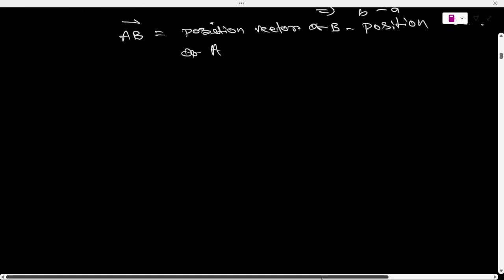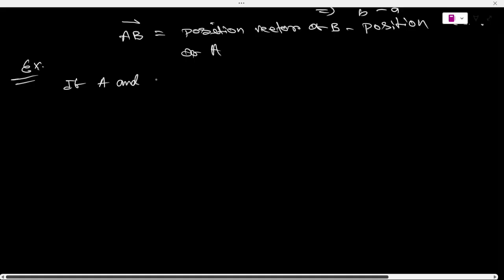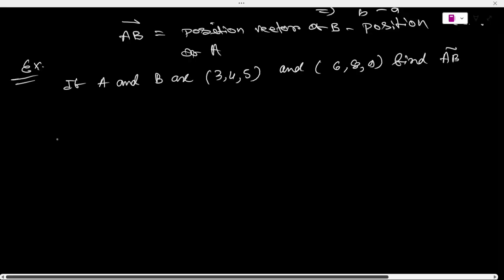Let's do an example after this. If you do a little more examples with this, definitely it will help you in the long term. So if A and B are (3, 4, 5) and (6, 8, 9), find the AB vector.